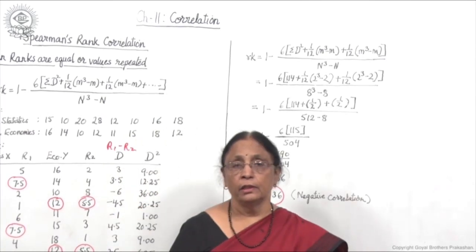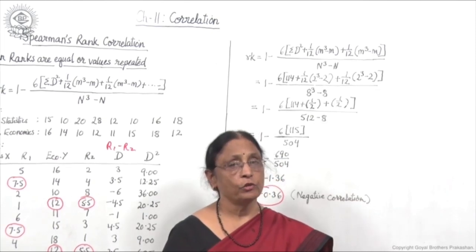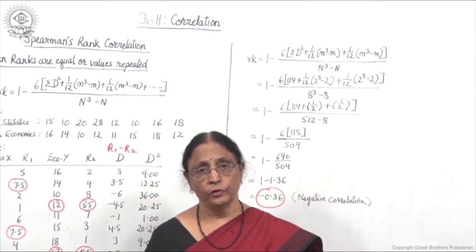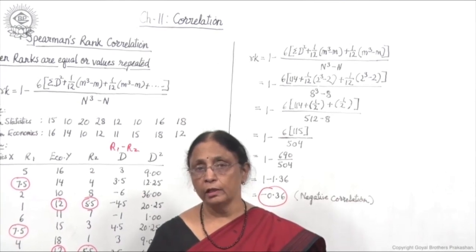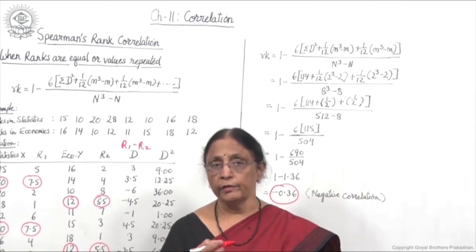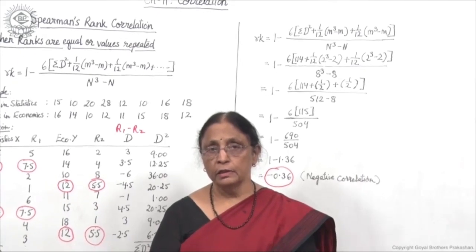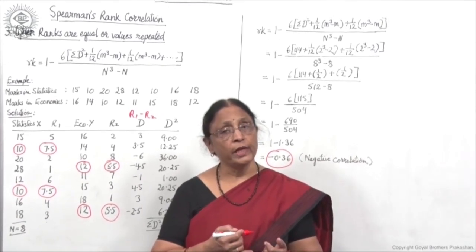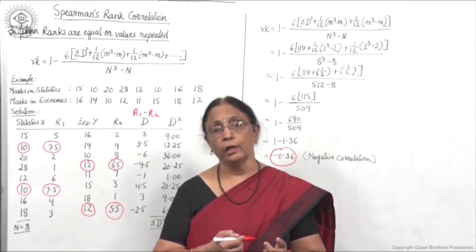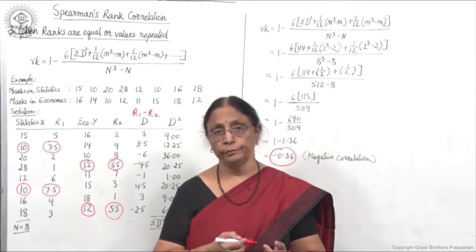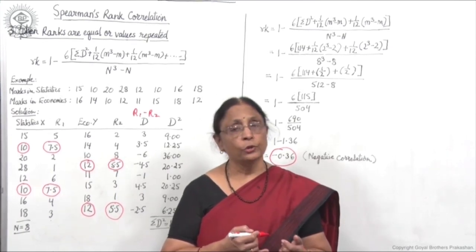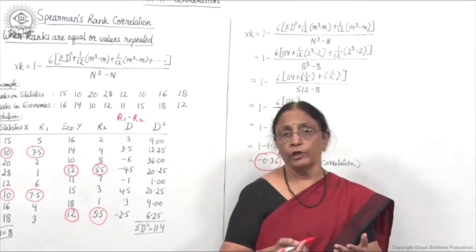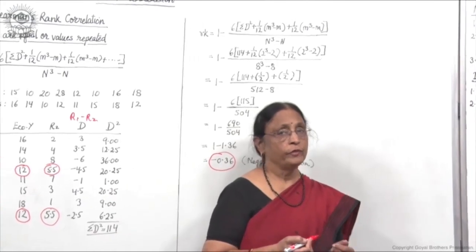This explains the calculation of correlation in the case of repeated values. So all the three situations we have taken: first, when ranks are given, second, when ranks are not given, and third, when ranks are the same or there are repeated values, okay. So after doing these calculations, let us see in general what are the merits and demerits of correlation.